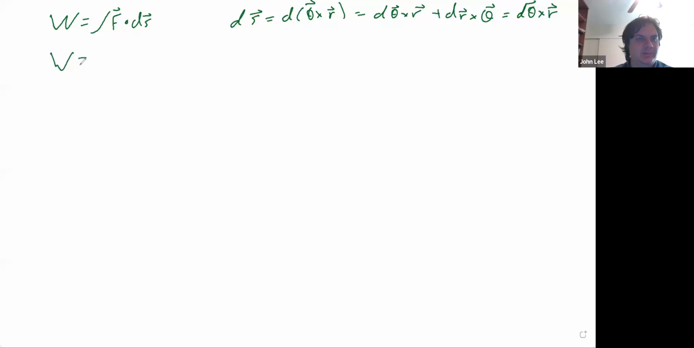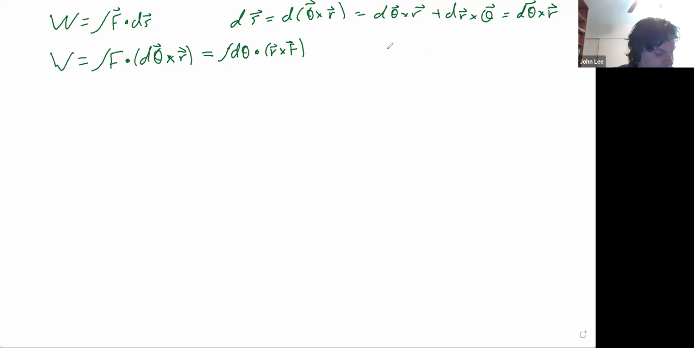So W equals F dot d theta cross r, which is going to be equal to, again, this is just a vector identity. This one I definitely don't remember how to derive, but if you need to, I can derive it on Friday. d theta dot r cross F. A dot B cross C is equal to B dot C cross A.